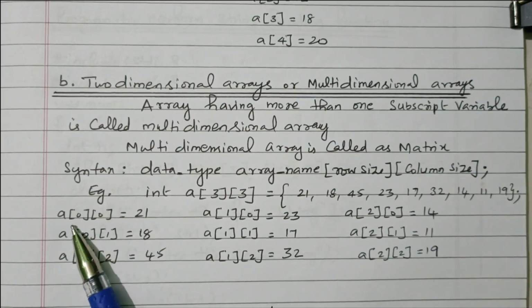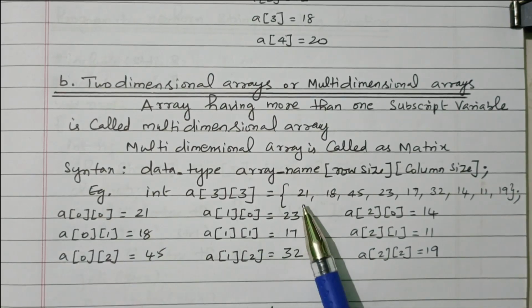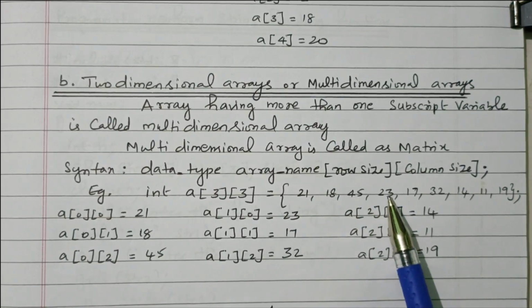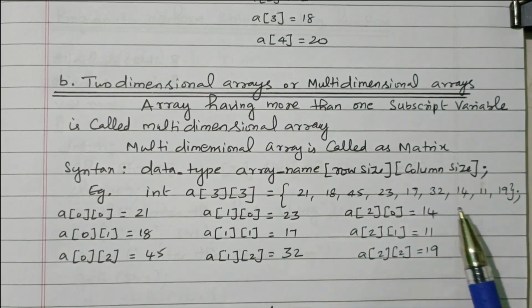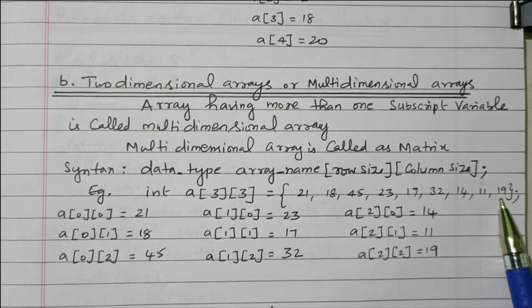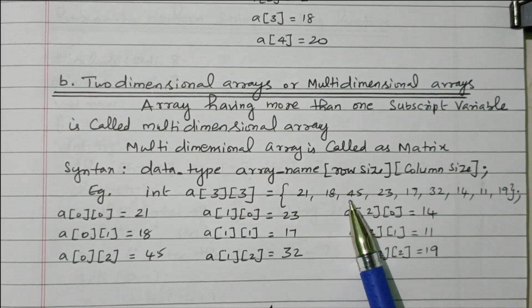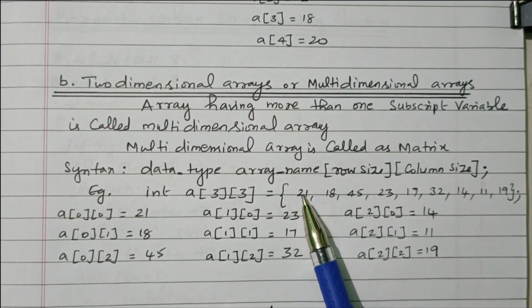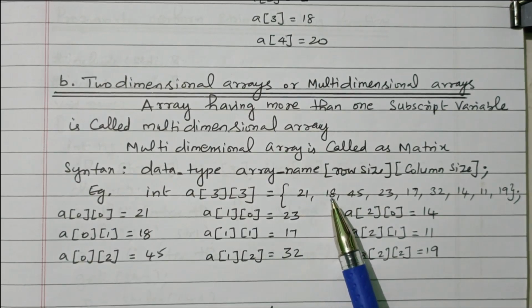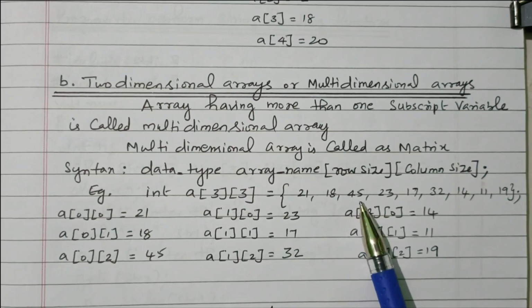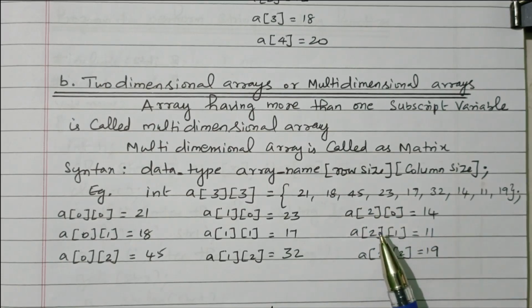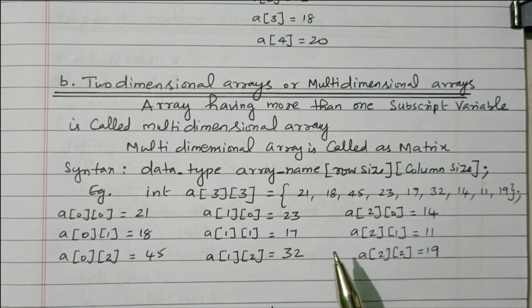First we have to go with the row, the first row. The first 3 elements are stored in the first row, the second 3 elements are stored in the second row, and the third 3 elements are stored in the third row. In the first row, these 3 elements are stored. The first element is stored in first row, first column. First row, second column. First row, third column. Like that it will store, right? So we need to differentiate the row as well as the column.